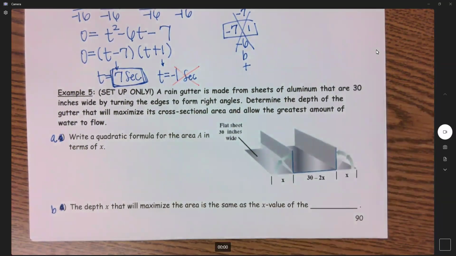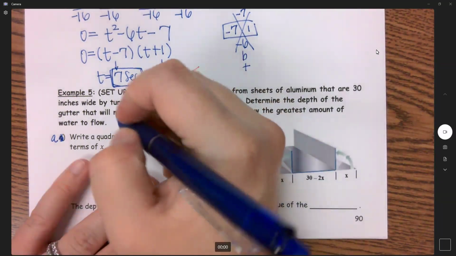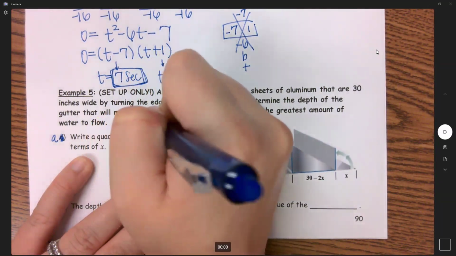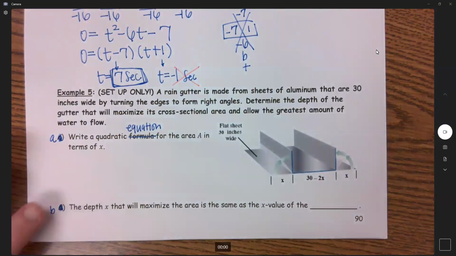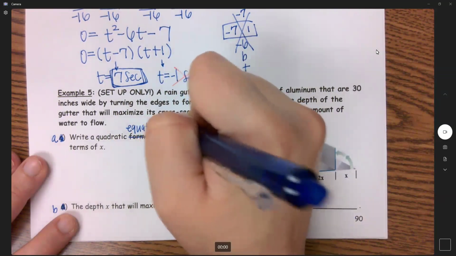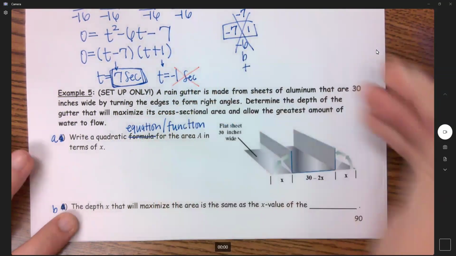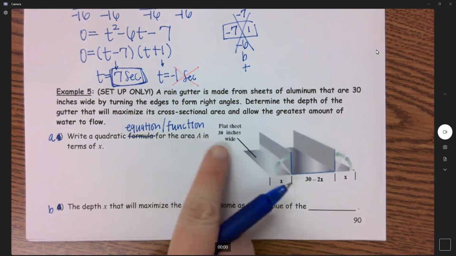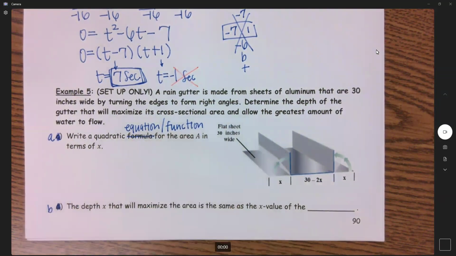Okay. So write the quadratic formula for the area A in terms of x. I think that's another typo. This needs to be write the quadratic equation, or it might even say find the quadratic function, but not formula. So we need to write the quadratic equation or function for the area A in terms of x. And since it says A in terms of x, I'm going to assume that's supposed to say function right there.